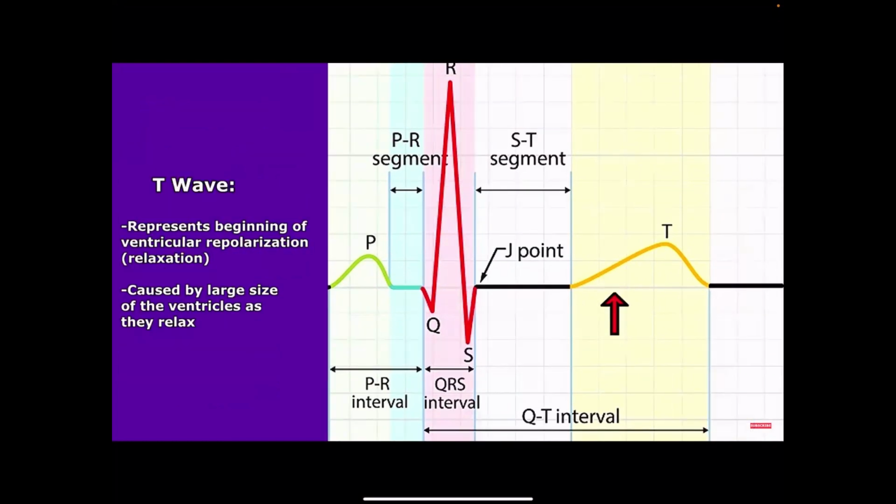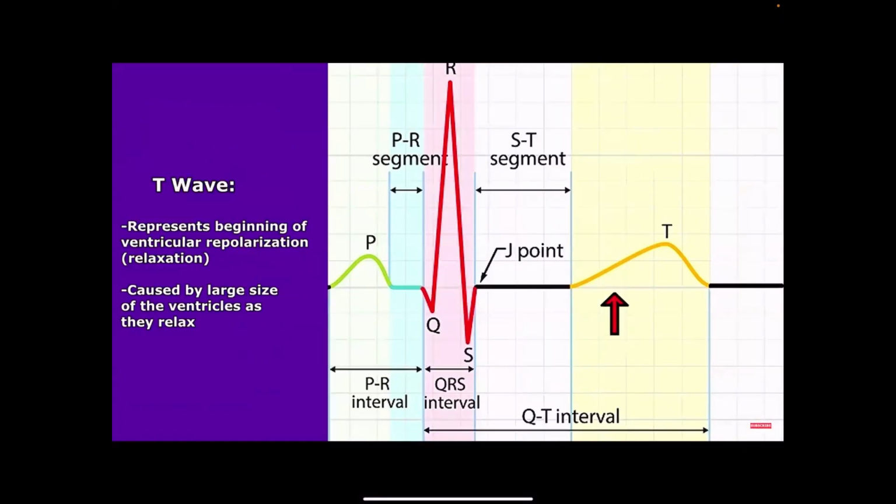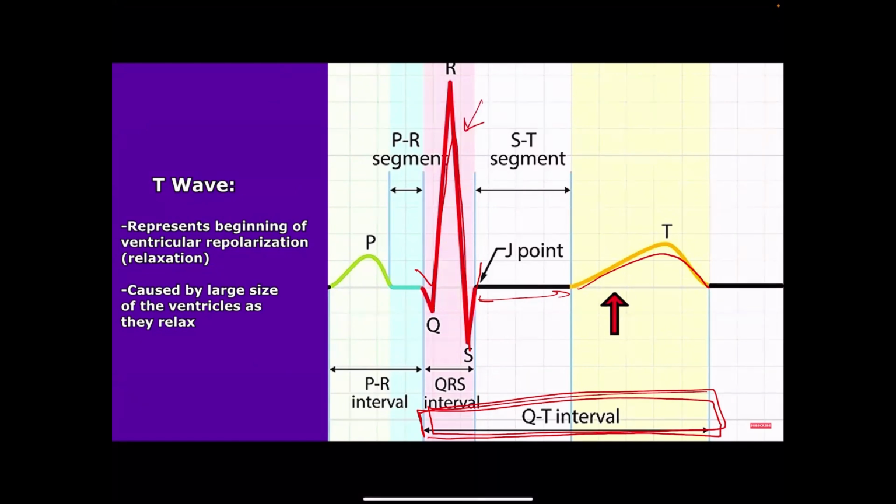Sorry, wait. This part represents the beginning of the ventricular repolarization. The T wave means that the ventricles are relaxing now, okay? So this is ventricular relaxation. This is ventricular contraction. This is the time between them, okay? That's it. All this together, the QT interval, is in total everything related to the ventricles, from the time they start contracting to the time they fully relax. So contraction, relaxation, time in between, okay?